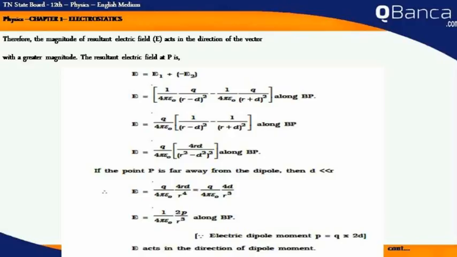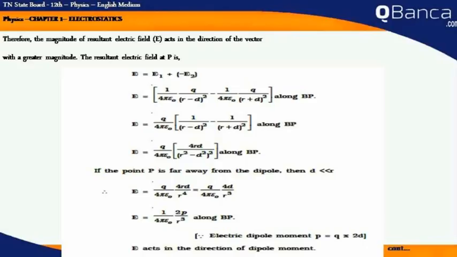That is, E is equal to Q by 4 pi epsilon naught into 4rd by (r square minus d square) the whole square along BP. If the point P is far away from the dipole, then d is very less than r. E is equal to Q by 4 pi epsilon naught 4rd by r power 4.